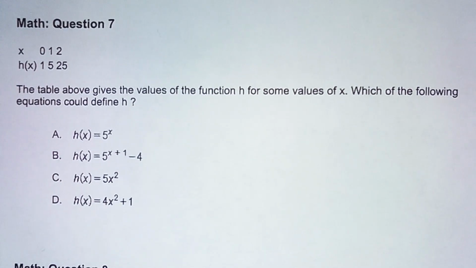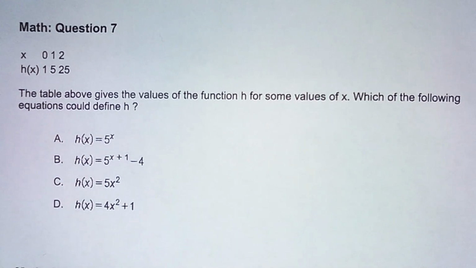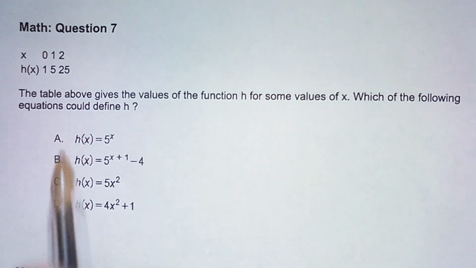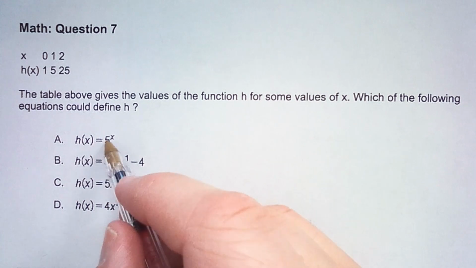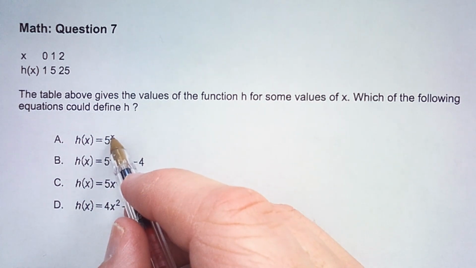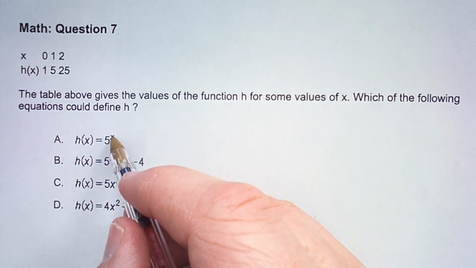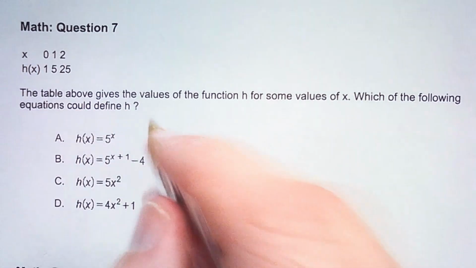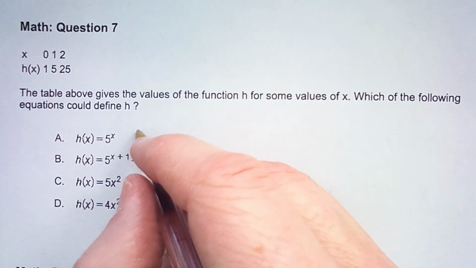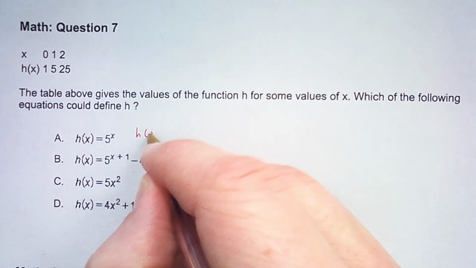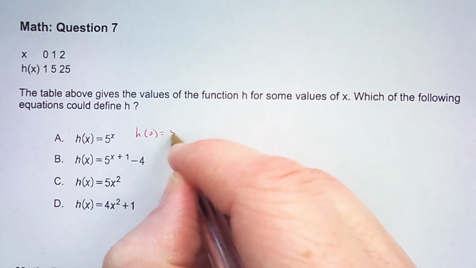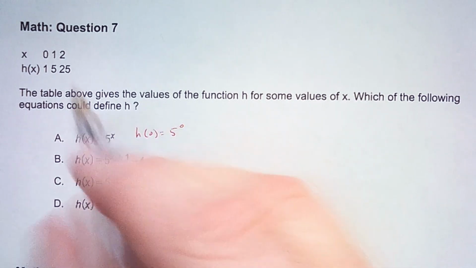Number 7. The table above gives the values of the function h for some values of x. Which of the following equations could define h? So here's one option. h of x equals 5 to the x power. Okay, well, let's see if that one is true. So when x is 0, we've got h of 0 equals 5 to the 0 power.